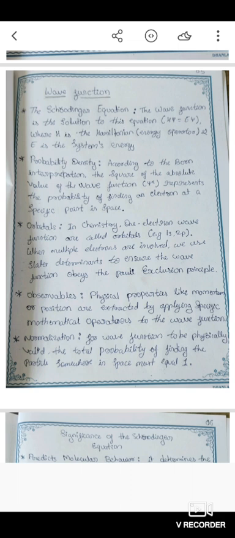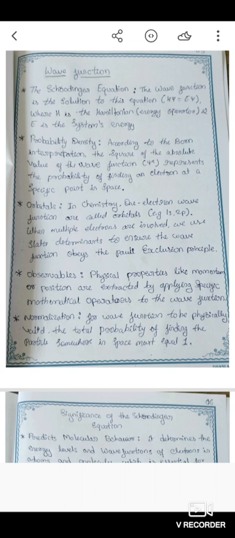Next one, observable physical properties like momentum and position are extracted by applying specific mathematical operators to the wave function. Normalization: for the wave function to be physically valid, the total probability of finding the particle somewhere in space must equal 1.